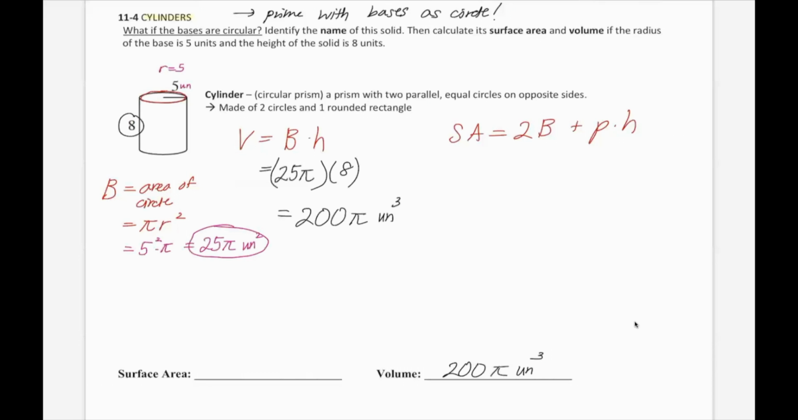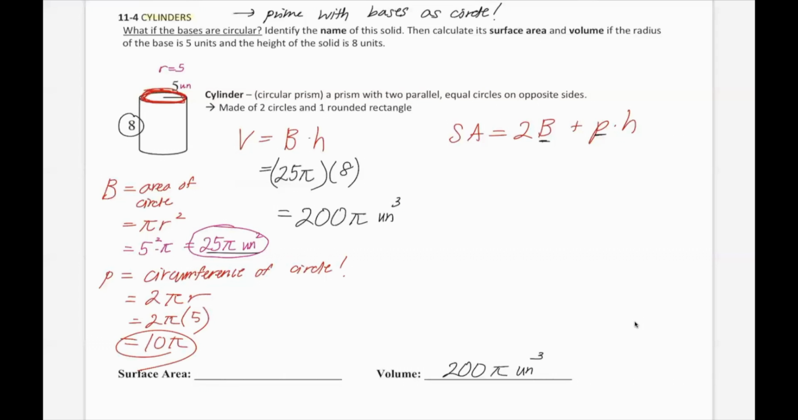So then, going to surface area. We already know what the base is, so we found that already. So let's find the perimeter of the base. Now this time, the perimeter of the base is literally the perimeter of the circle, which is the circumference of the circle. Did you catch that already? The circumference of the circle is going to be that perimeter. And we know that formula as well, which is 2 pi r. So 2 pi times the radius of 5 is going to be 10 pi. The perimeter is going to be 10 pi for that base.